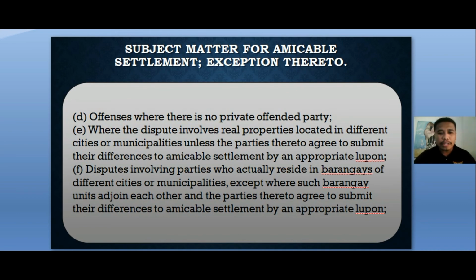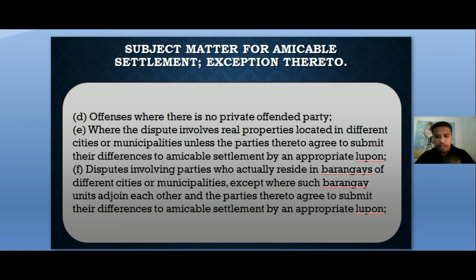Next, offenses where there is no private offended party. This refers to victimless crimes. Unsa man ning walay private offended party? Let us say for example, gambling, so wala siya private offended party. Vandalism, wala siya private offended party. Prostitution, wala siya private offended party. So, tanan nga mga krimen nga wala private offended party, pwede nang dili giagi sa lupon.